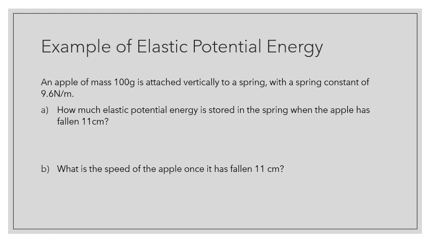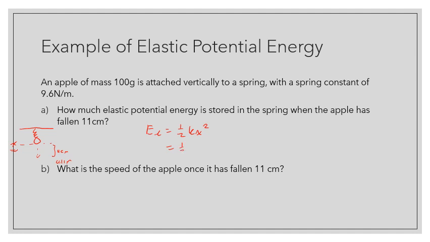An apple of mass 100 grams is attached vertically to a spring with a spring constant of 9.6 newtons over meters. How much elastic potential energy is stored in the spring when the apple has fallen 11 centimeters? First let's draw this. We have the spring, and the apple here. This is equilibrium, x is equal to 0. Now it has gone down 11 centimeters, so that's 0.11 meters. It's gone this far.